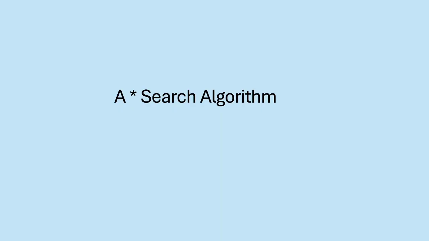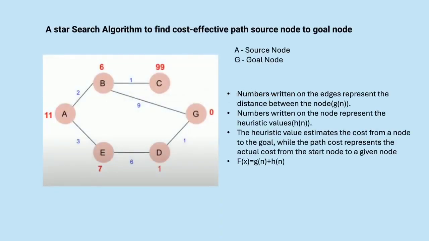The A star search algorithm finds the cost effective path from the source node to the goal node. Here A is the source node, G is the goal node. Numbers written on the edges represent the distance, g of n. Numbers written on the nodes represent the heuristic values, h of n.